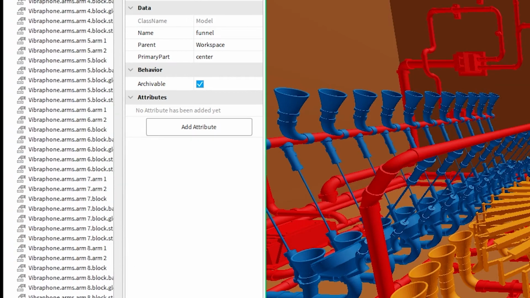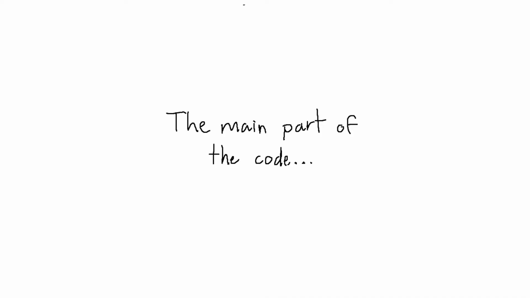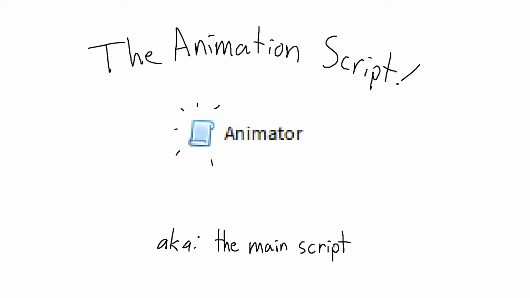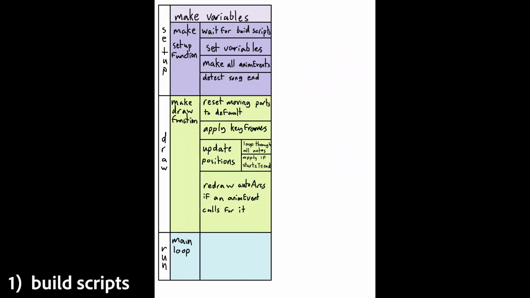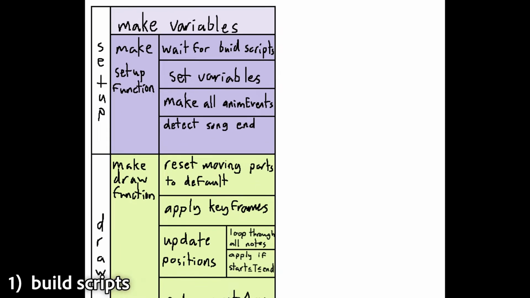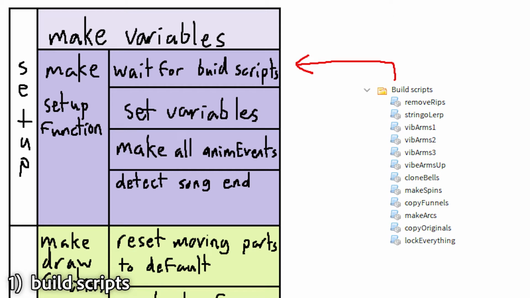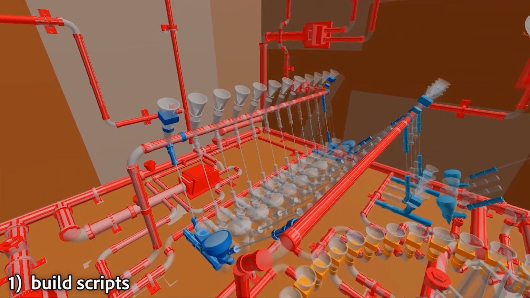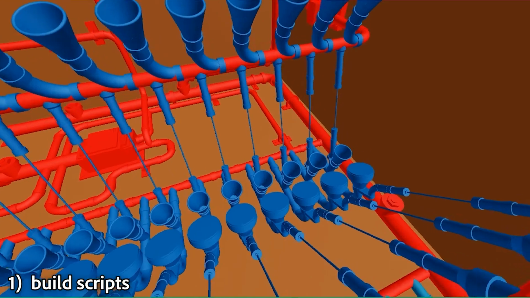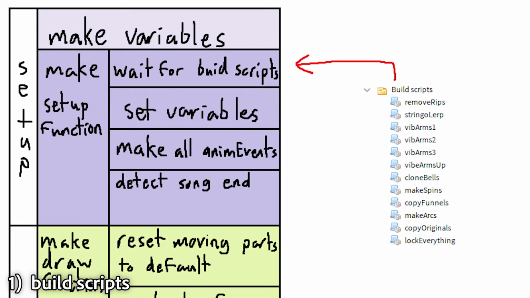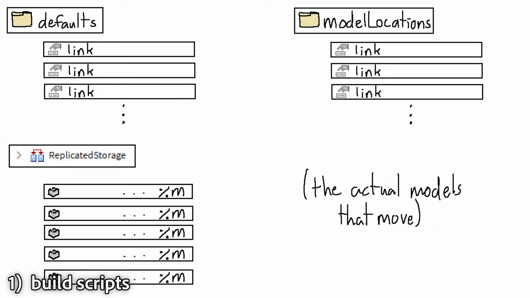And finally, we're ready to talk about the main part of the code, the animation script. This is the script that does all of the setting up and does all of the main animation loop. Here's a breakdown of what's inside of it. First thing we do is we wait for all the build scripts to finish setting up. This was the folder of scripts that I mentioned in my last explanation video, which takes the original model and builds up from there. One of the last scripts in this list being the copy original scripts, which is the one that finds the M flags and clones their default positions and all.